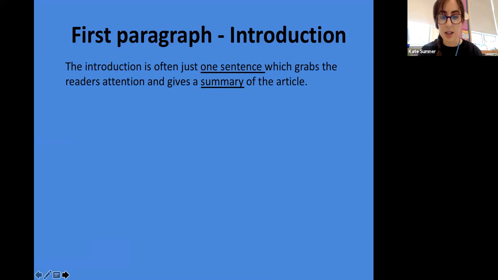So the introduction is often one sentence which grabs the reader's attention and gives the summary of the article. So you have the headline, usually the date and the journalist, and then you start the story with your introduction, and it's usually one sentence. It can be 2 sentences, but it's usually one really good sentence. And it tells us a summary, so what the report is going to be about. And sometimes people might read that sentence and decide they're not interested in the report. But the journalists want people to read their writing, so that's why they want to make it look really good.